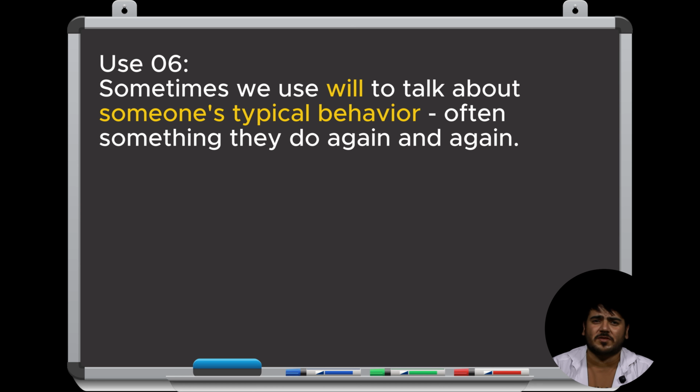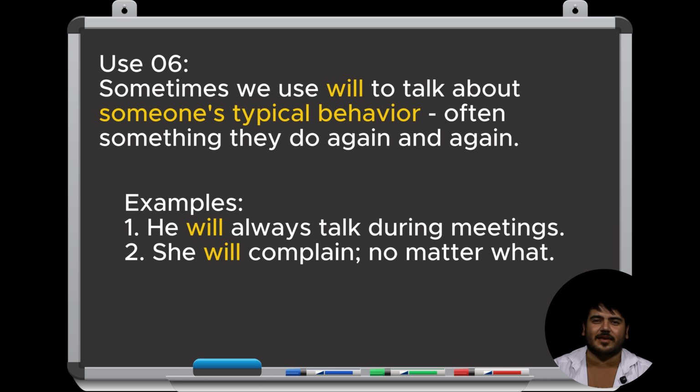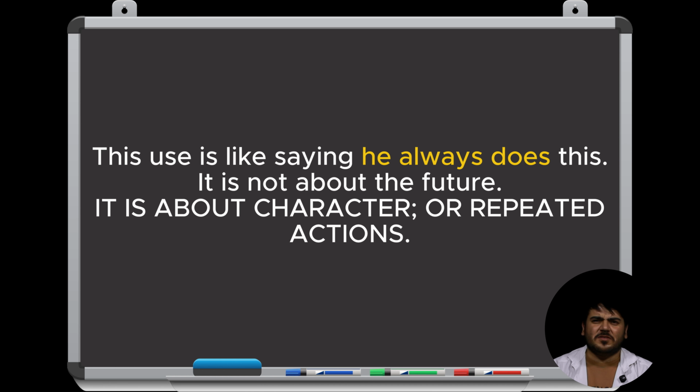Use number 6. Sometimes we use will to talk about someone's typical behavior, often something they do again and again. Examples: he'll always talk during meetings. She'll complain no matter what. This use is like saying he always does this. It's not about the future, but about character or repeated actions.